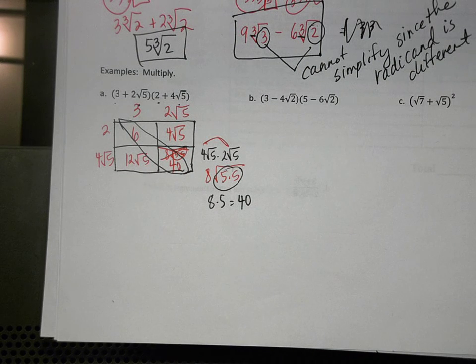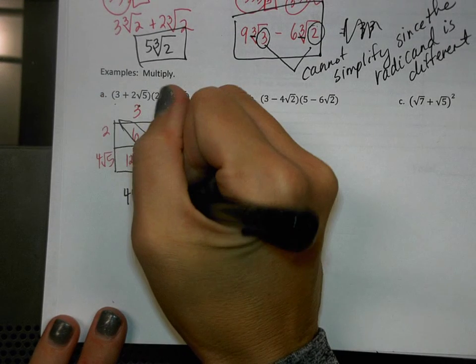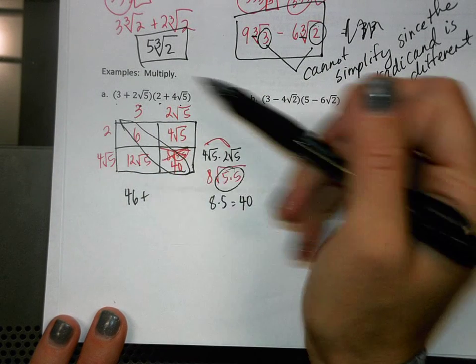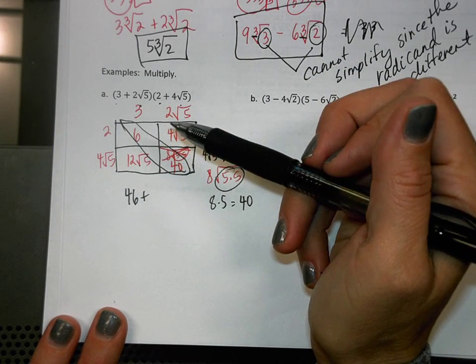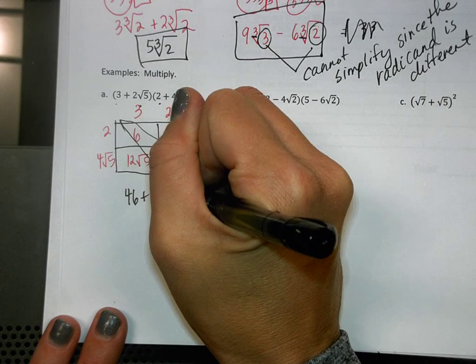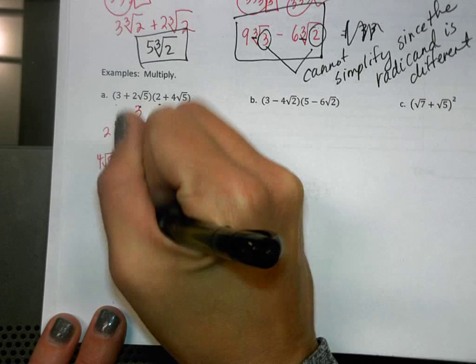And so we write our number without a root first. Okay? Both of these numbers are real. It's just we're doing that number in front first. So we have 46 plus, and then since these are the same roots and the same radicand, we can add them together. 12 plus 4 is 16 root 5. And so that's my answer.